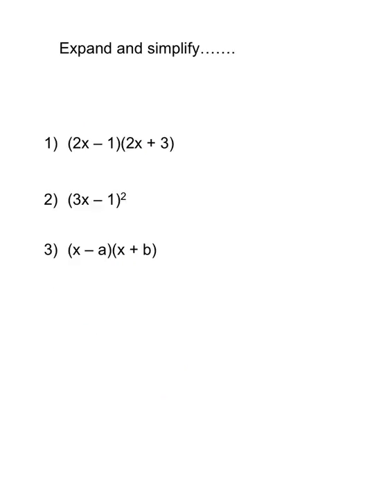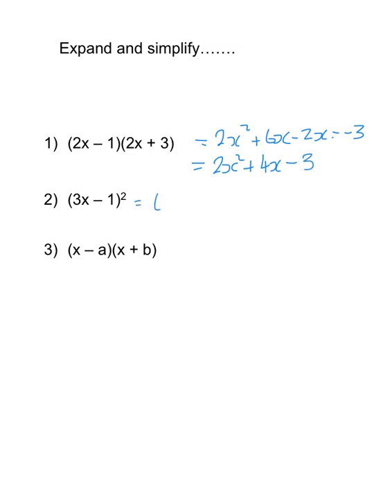Here's some examples for you to have a go at, just recapping what we've done so far. Pause the slide and then check your answers. So for this one, 2 first terms, 2x squared, 2 outer terms plus 6x, 2 inner terms minus 2x, 2 last terms minus 3. So you should have got 2x squared plus 4x minus 3.